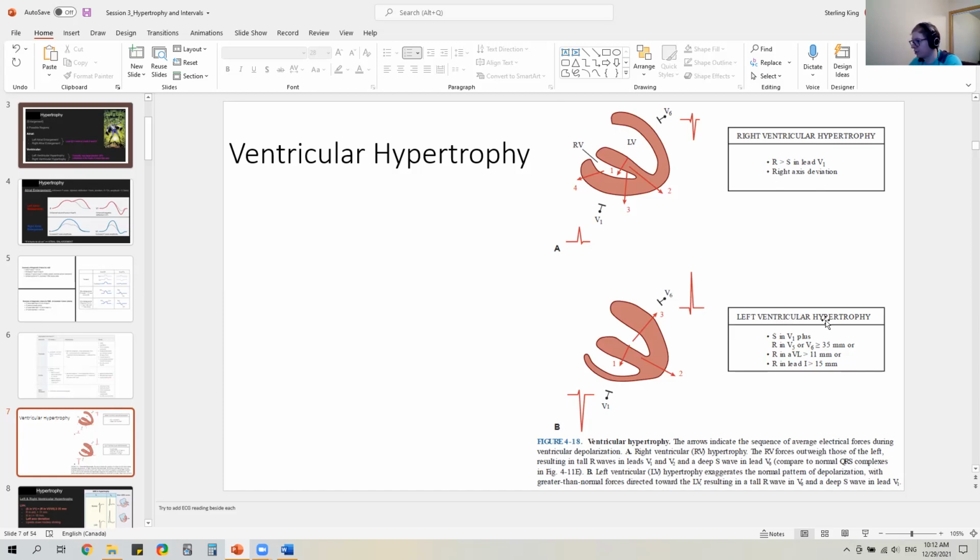Versus a left ventricular hypertrophy, you have to summate 2 different leads. Usually you do V6 and V2 or V6 and V1, it kind of depends. And if it's greater than 7 large boxes or 35 millimeters, that would be diagnosed. Well, that would be the criteria for a left ventricular hypertrophy. And you can see here, it's this really big S wave in V1 and a really big R wave in V6.